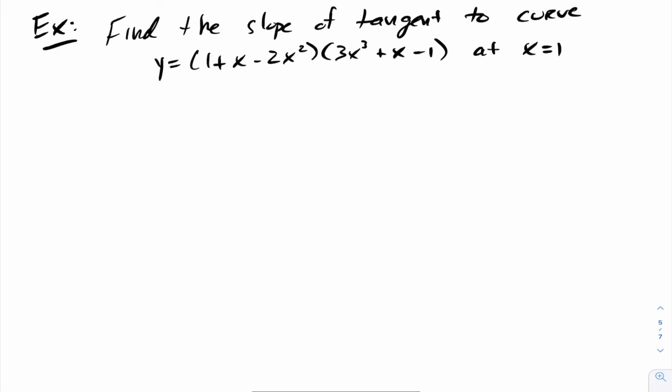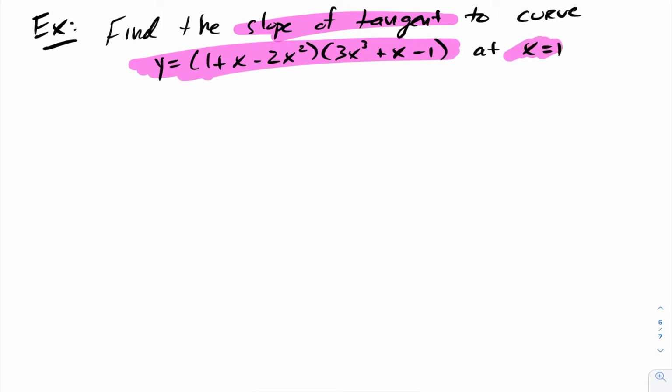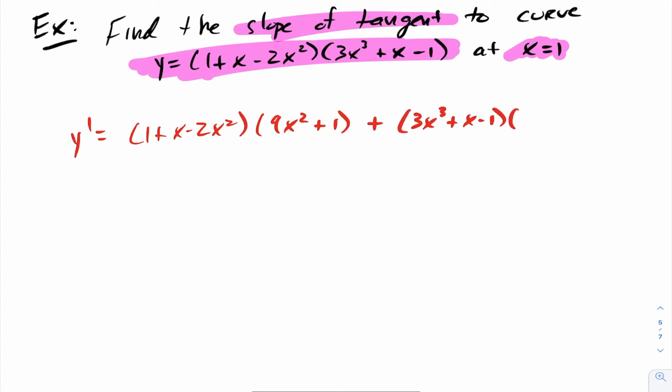So for this question here, we want to find the slope of the tangent to the curve, and this is our function we want to look at the curve of at the point 1. So essentially we want the slope at 1 of this function. So let's go ahead and take our derivative. Now y prime is going to be the first times the derivative of the second, which will be 9x squared plus 1, plus the second times the derivative of the first, which will be 1 minus 4x.